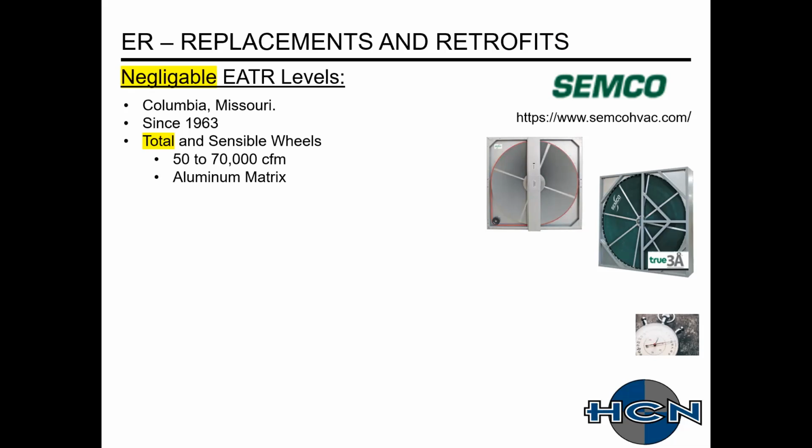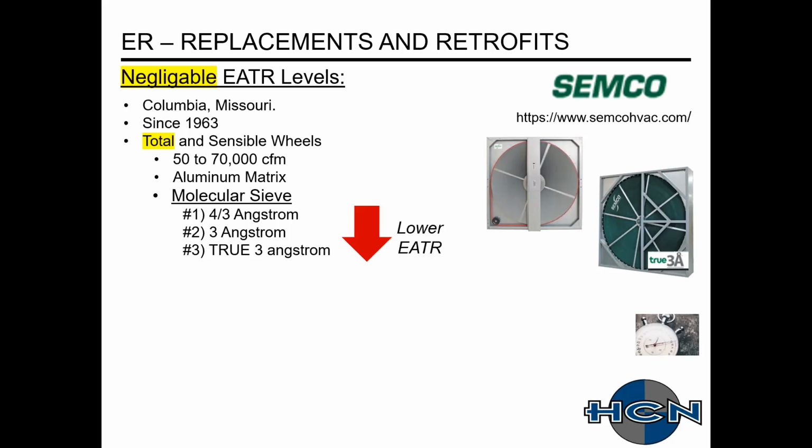There's their website in the upper right. They're based out of Missouri. And then they have total and sensible wheels up to 70,000 CFM. They all contain an aluminum matrix. And then they have different types of molecular sieves applied to that matrix. 1, 2, and 3 going from higher exhaust air transfer ratio to lower. The one product that we'll focus on or just talk about is the 3 angstrom.